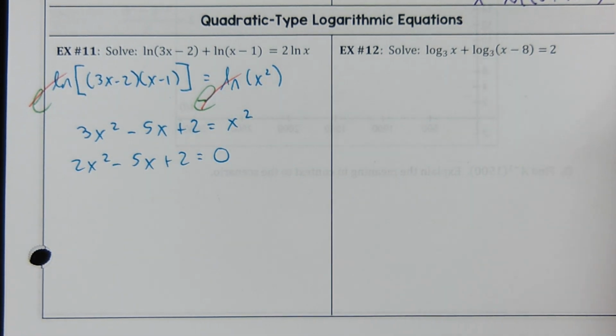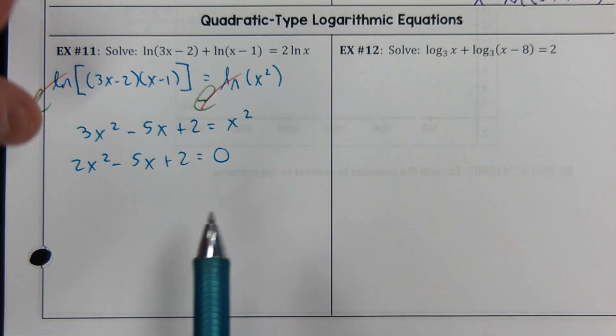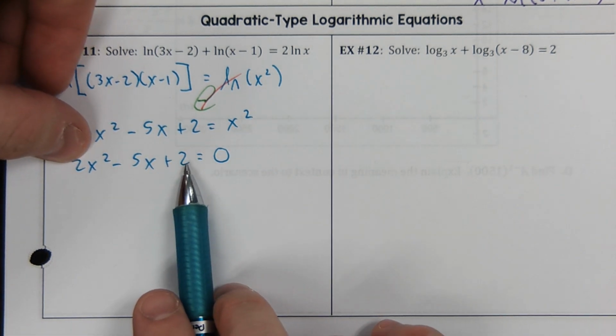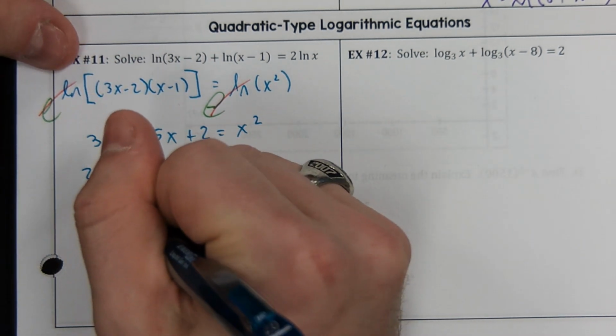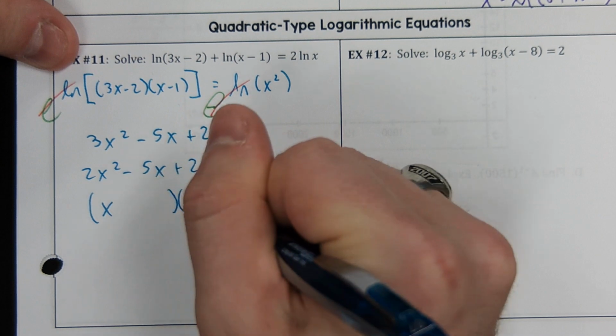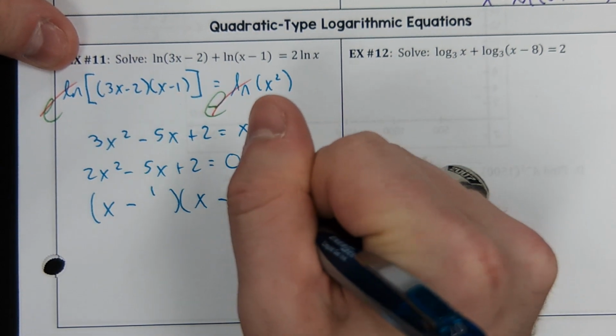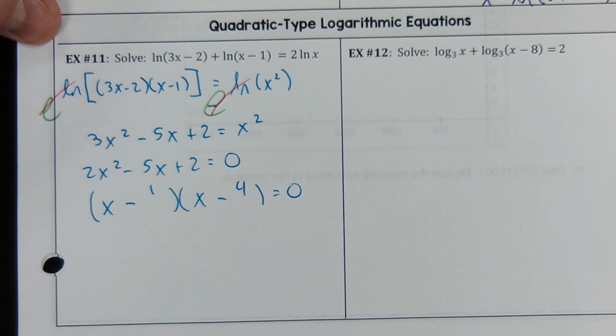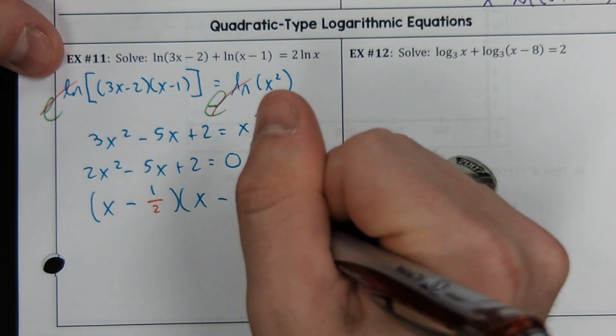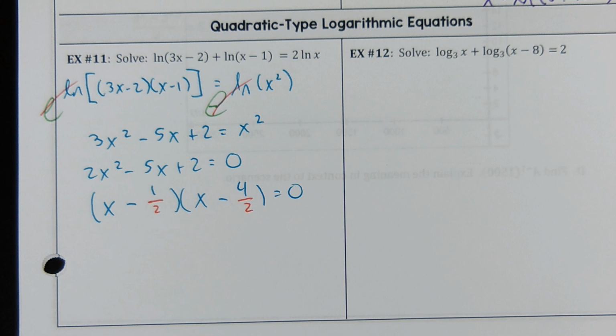I don't care what method for factoring you like to use. Pick one and stick to it. I'm a fan of the Lizzie method. I see that 2 times 2 is 4. And the two numbers that multiply to 4 and add to negative 5 are negative 1 and negative 4. So for me, it's going to factor as this: negative 1 and negative 4 over my a value. This is the Lizzie method for factoring.